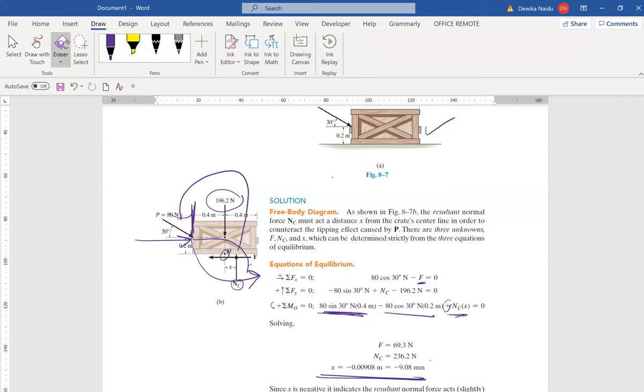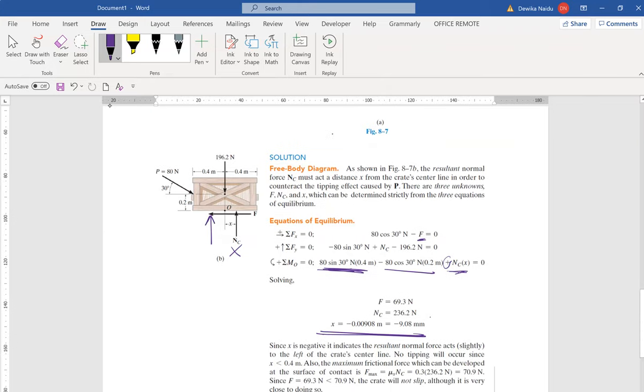Oops, did you make a mistake? Oh, how did the x value become negative? What does it mean by x negative? It means this NC is not supposed to be drawn here, but behind. Since x is negative, it indicates that the resultant normal force is slightly to the left of the crate center line. No tipping will occur.